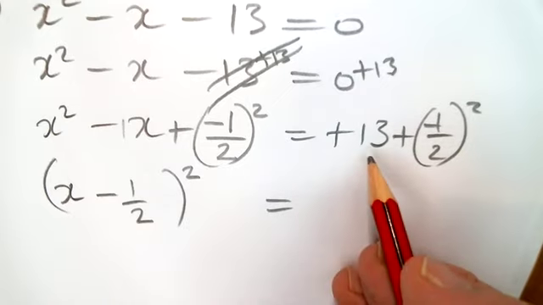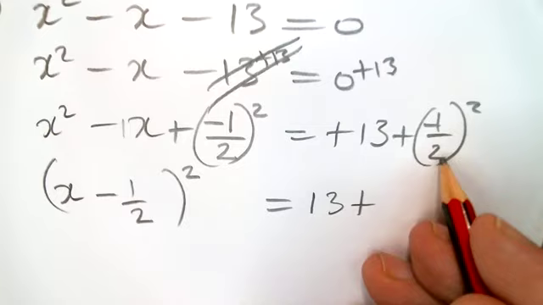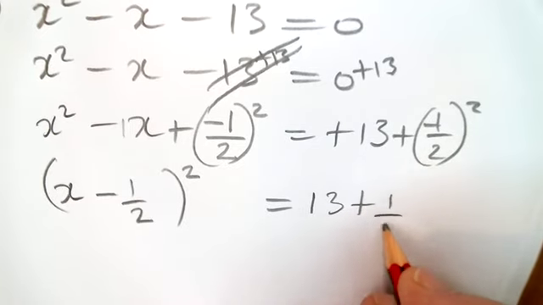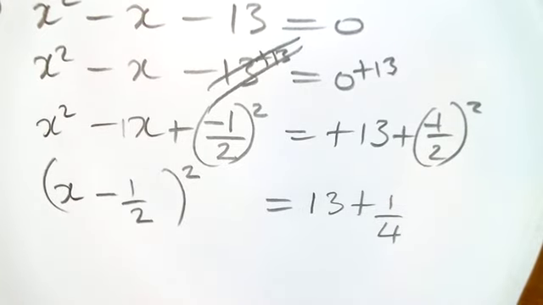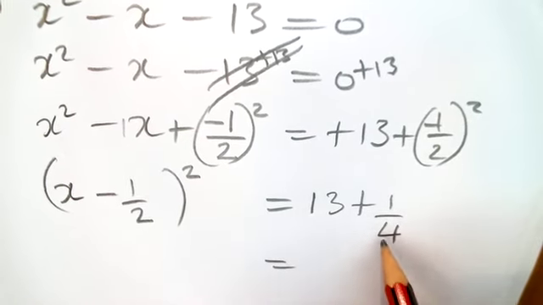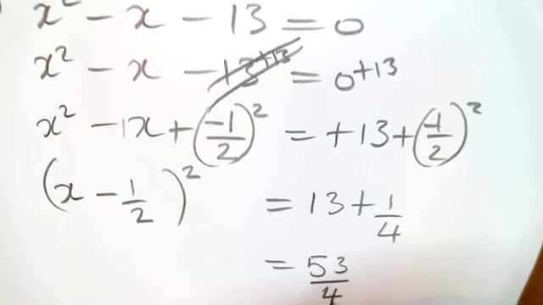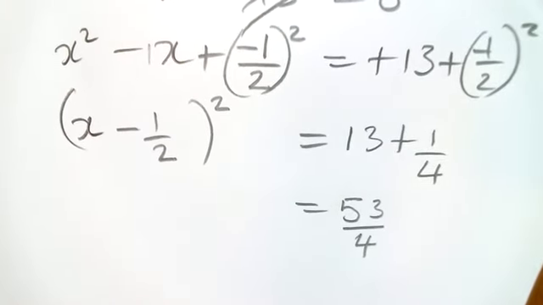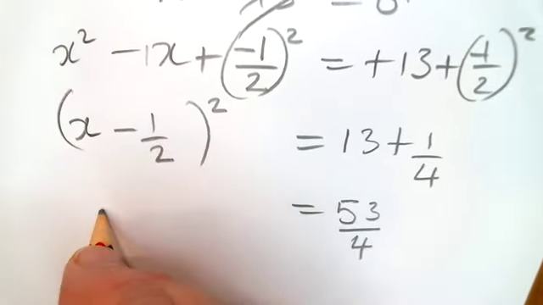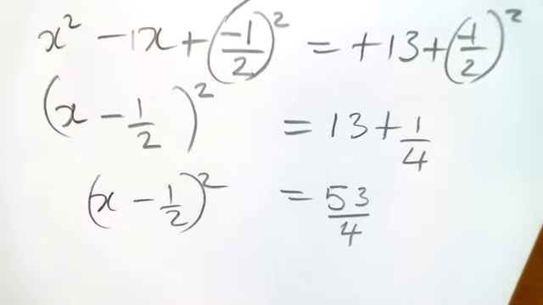And what have we got here? We're adding now, so we've got 13 plus, now -1/2 squared is 1/4. And I've got 13 plus 1/4. If I turn that into a fraction, 4 times 13, 4 3s are 12, 52, plus the 1 is 53/4. And I'm going to leave it as a fraction. I like it as a fraction. So I've got x minus 1/2 all squared is equal to 53/4.